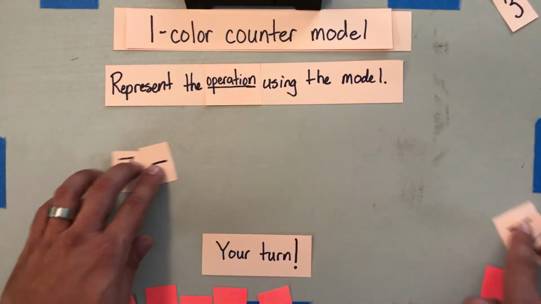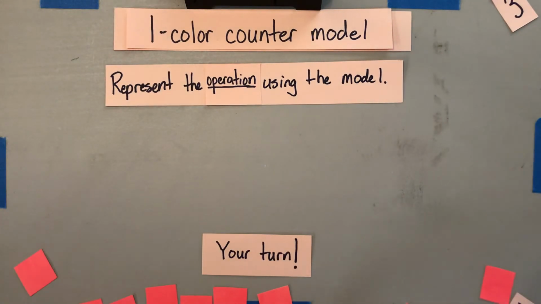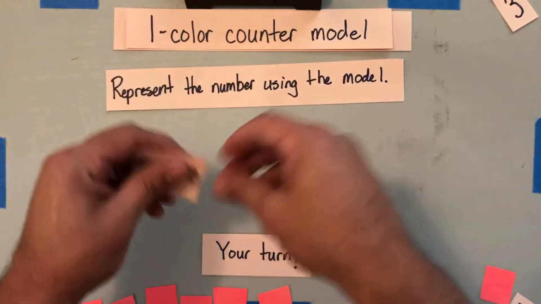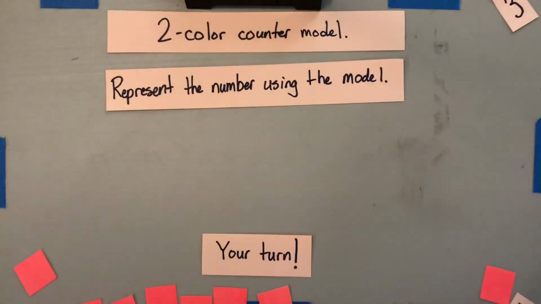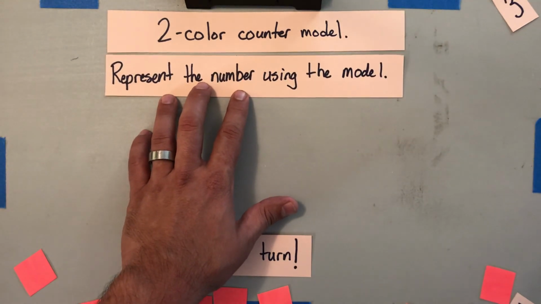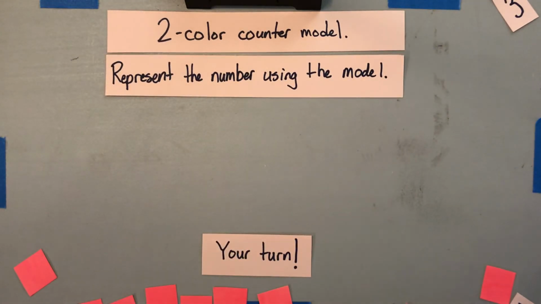So now that we've modeled positive numbers and we've modeled operations with positive numbers, we are going to move on to a two-colored counter model. And we are going to represent numbers using two colored counters. And this is one of our first experiences with negative numbers, so be patient with yourself while you struggle with these ideas.